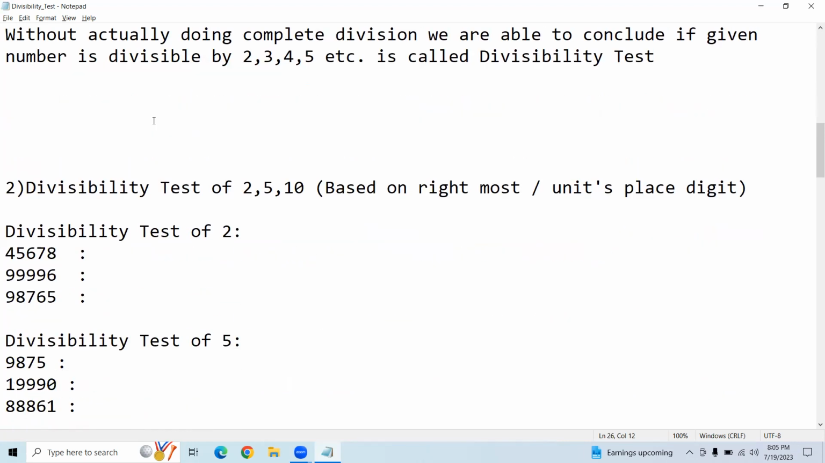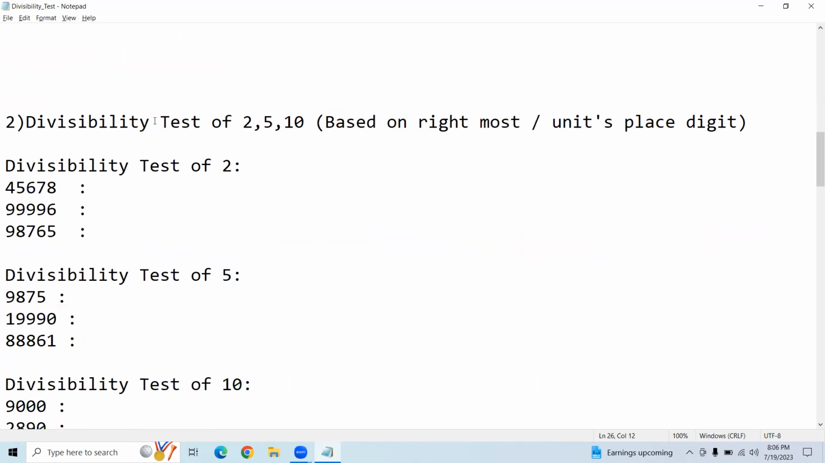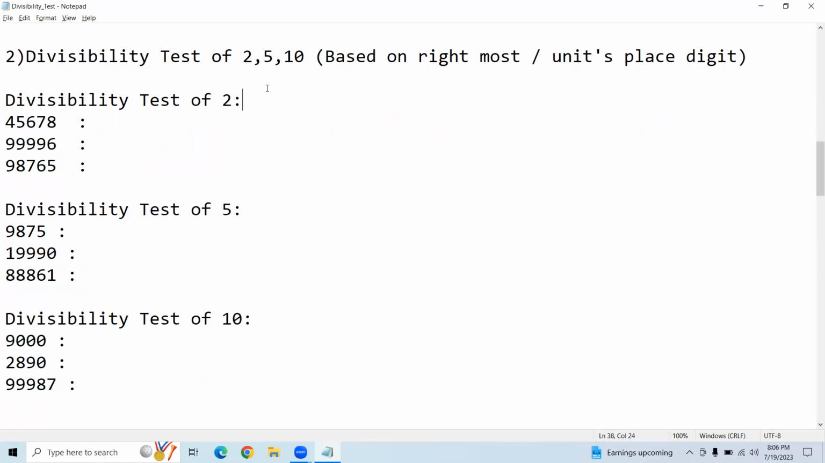Now let's look at the divisibility test of 2, 5, and 10. Why have we categorized them together? Because they are based on the rightmost digit or unit place digit of a number. For the entire number, only the last digit matters to conclude whether it is divisible by 2, 5, 10 or not. So let's look at the divisibility test of 2.